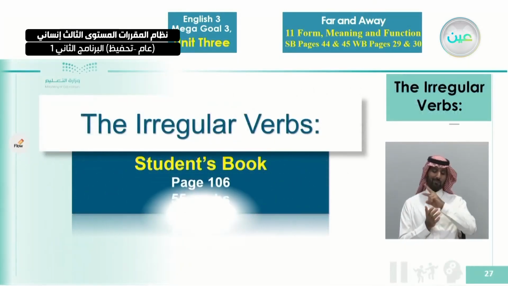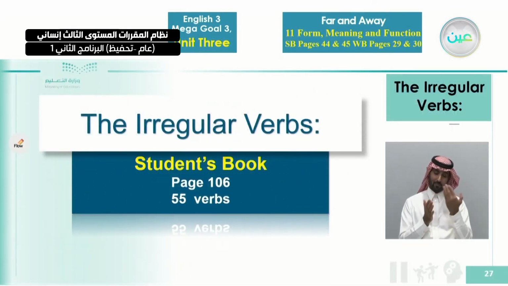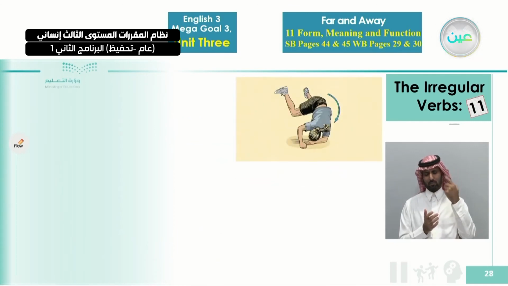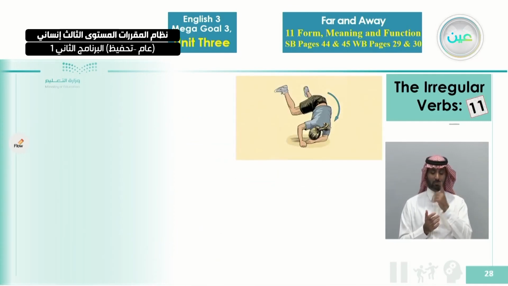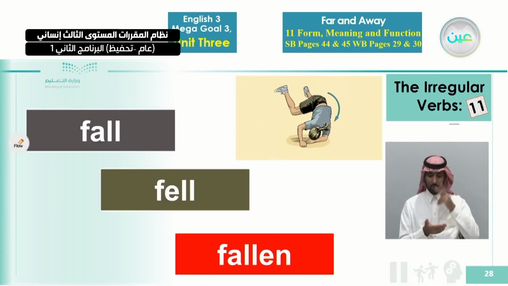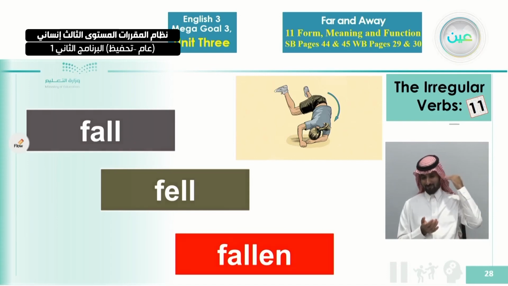Now we are moving to the last part of our class today, which is the irregular verbs. You find them on page 106. We're taking now 5 verbs from 11 to 15. Now number 11, look at this boy. Now he is falling down now. Okay, fall. What's the past of fall? Fell, and the past participle is fallen. And by the way, this is the best, the safest way to fall. If in case you train yourself how to fall, okay, you need to fall in this way to protect your head from injury.